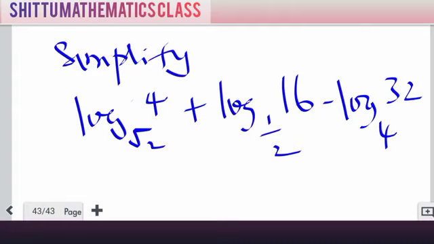In today's tutorial, we are going to be looking at this particular problem on my board.